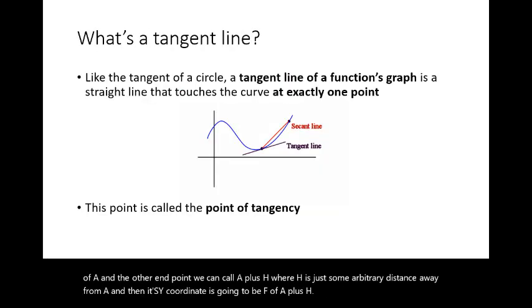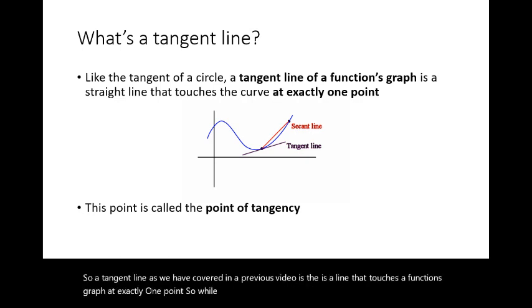A tangent line, as we covered in a previous video, is a line that touches a function's graph at exactly one point. While a secant line connects two distinct points on a graph, a tangent line touches the graph at exactly one point, and that point is called the point of tangency.